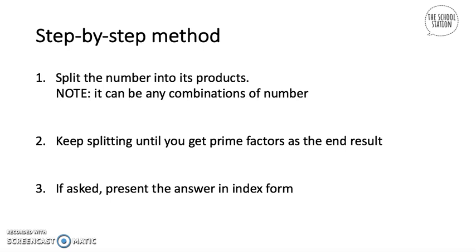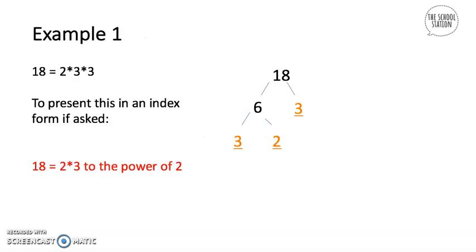and index form. Speaking of index form, the third step is that if asked in a question, present the answer in index form. If you have 3 times 2 times 3, that's very random. You have to put it in numerical order, so 2 times 3 times 3, and then write it as 2 times 3 squared. If you don't understand, I'm now going to show you an example of expressing 18 as the product of its prime factors.